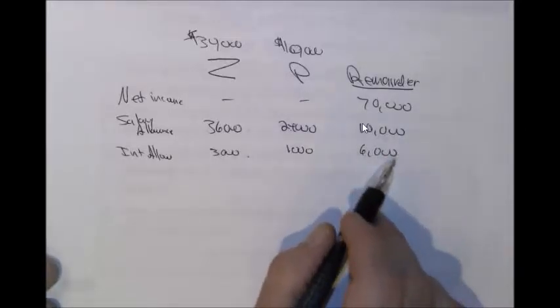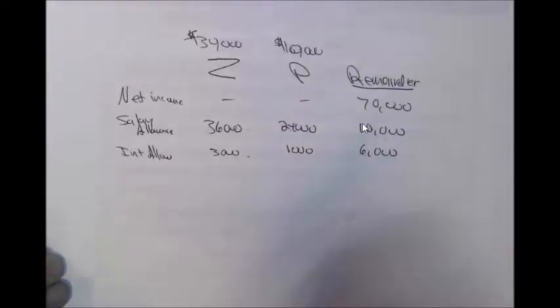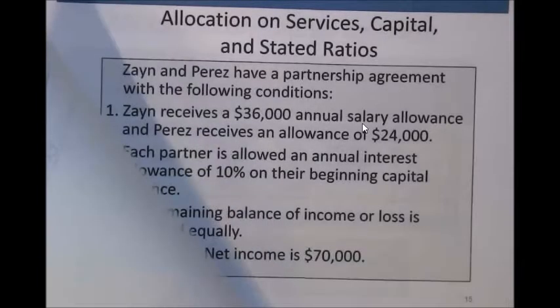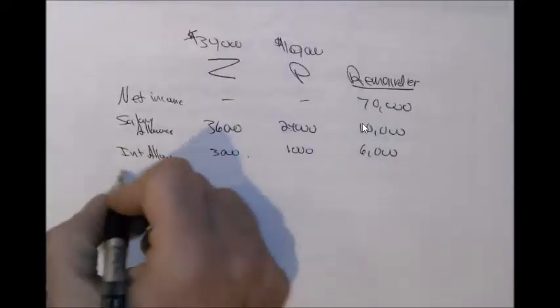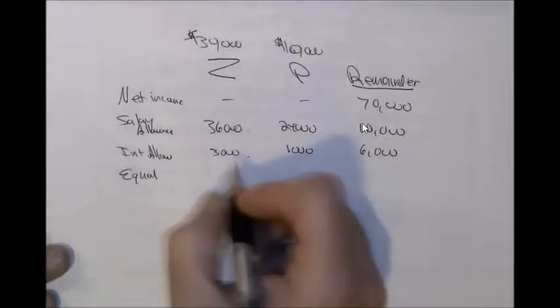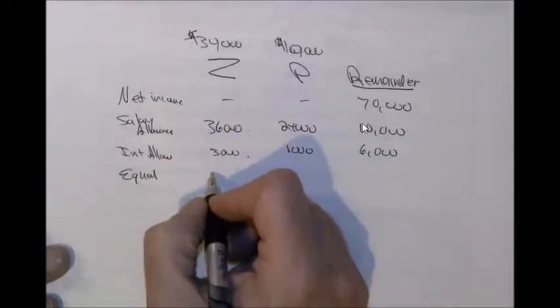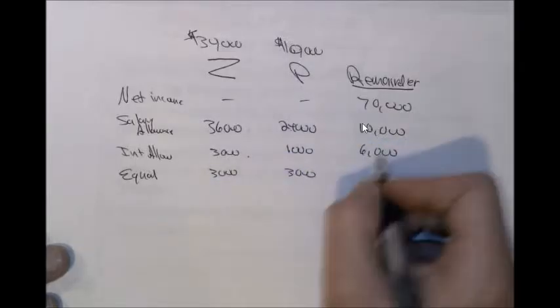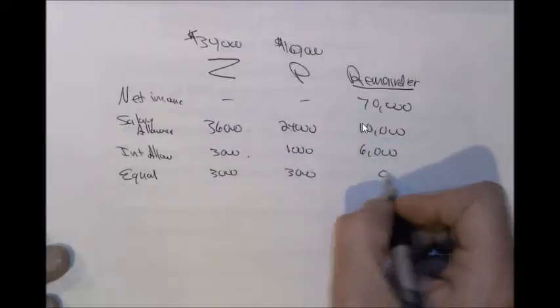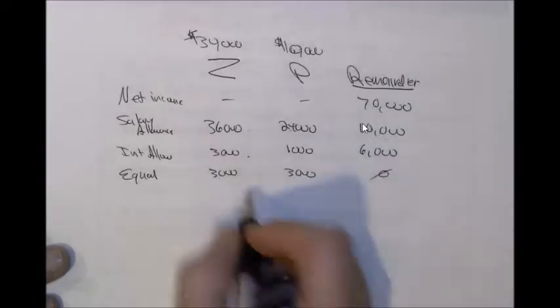So now I have to explain that last little bit, right? And the last little thing says what? Any remaining balance of income or loss is allocated equally. So I'm going to take that $6,000, and I'm just going to come down here and write equal. And of the 6, each gets 3,000, right? And now 6 minus the 6 is 0, right?